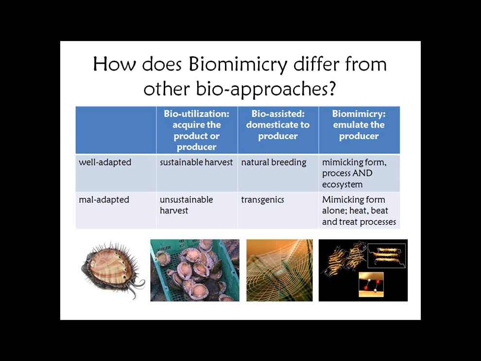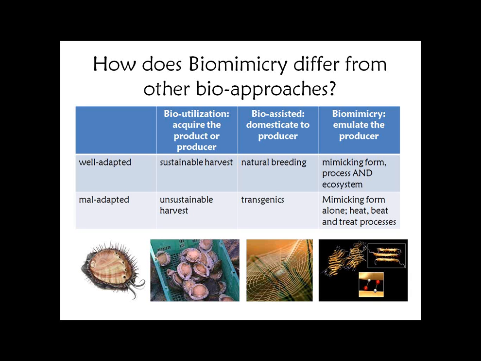So a well-adapted bioutilization strategy would be a sustainable harvest, and a maladapted one would be an unsustainable harvest. For bioassisted, a well-adapted strategy would be natural breeding, and a maladapted strategy would be transgenics. And in biomimicry, we emulate the producer, and we mimic form, process, and ecosystem, and a maladapted way to do that is our traditional heat, beat, and treat. I'll give you a couple of examples.